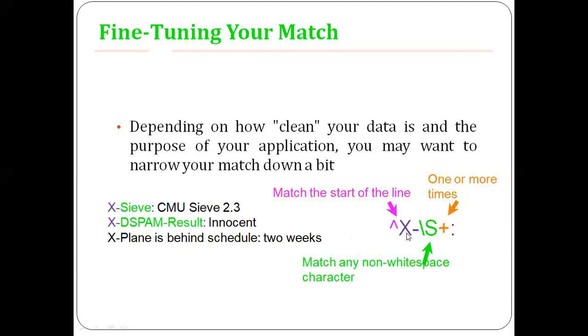It must start with X, followed by a hyphen, followed by any single non-whitespace character which is repeated one or more times, and followed by a colon. Once it is done, you're just going to see the output something like this: X-Sieve, X-DSPAM-Result and so on, right?